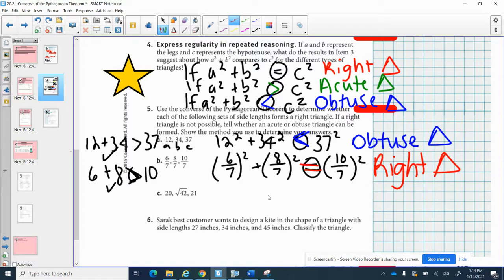Now a shortcut for any of them that are fractions also: if they all have the same denominator, just test 6, 8, and 10, and you would see that those are equal. So when they all have the same denominator, you can shortcut that as well.